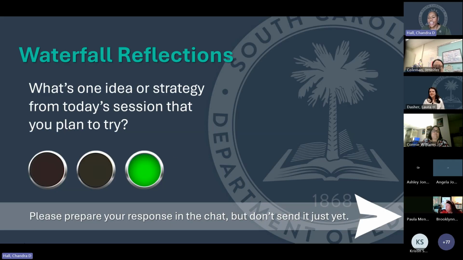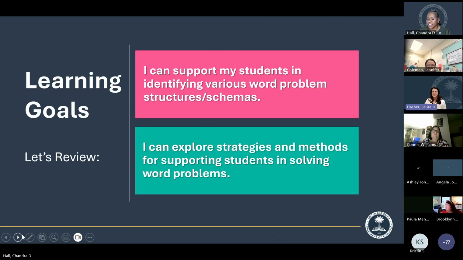All right, so we're about to wrap up our time. We're gonna just review our goals. As we read each goal, if you feel that the goal was met in our session today, please use the thumbs up reaction emoji to let us know. Our first goal for today's session, I can support my students in identifying various word problem structures and schema. And our second goal was I can explore strategies and methods for supporting students in solving word problems. Yay, lots of thumbs.